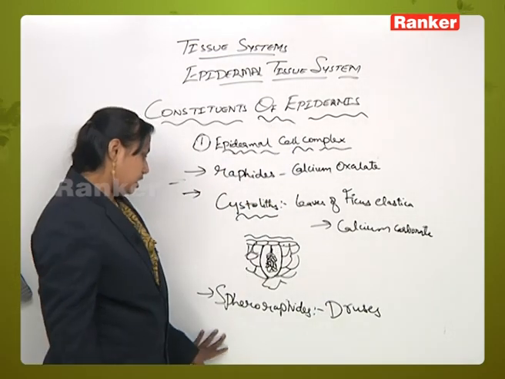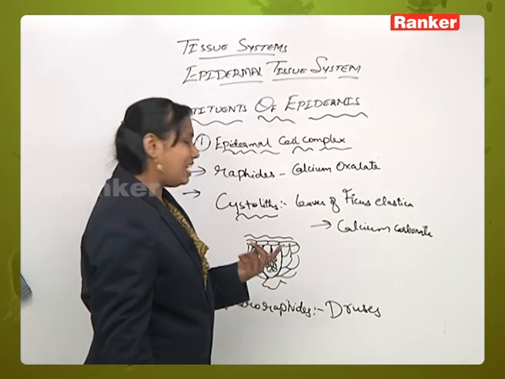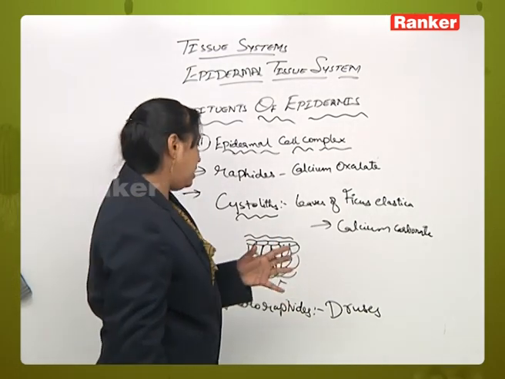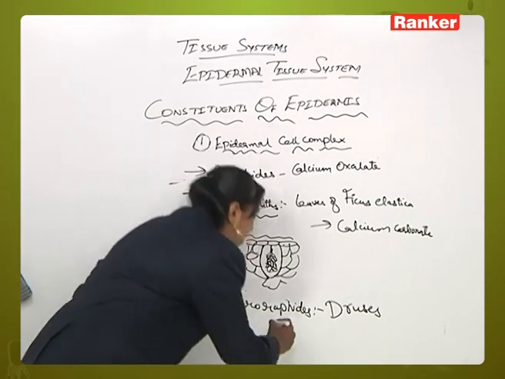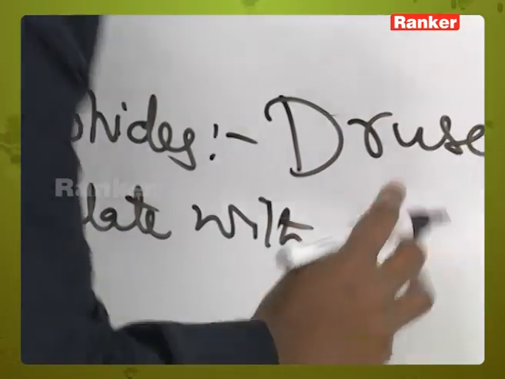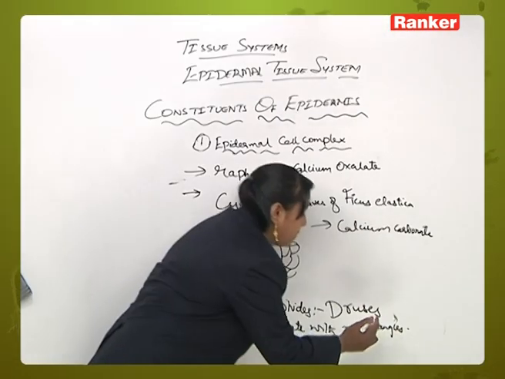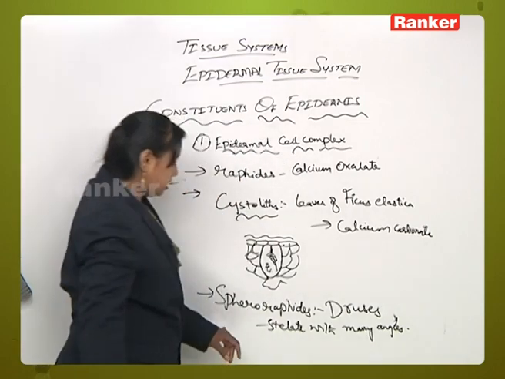Now these druses are also crystal-like structures, but these are in the stellate form, and these occur with many angles. These are stellate with many angles.